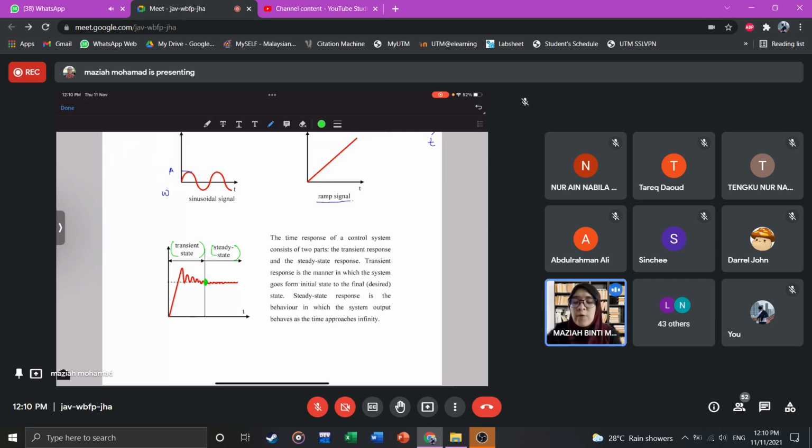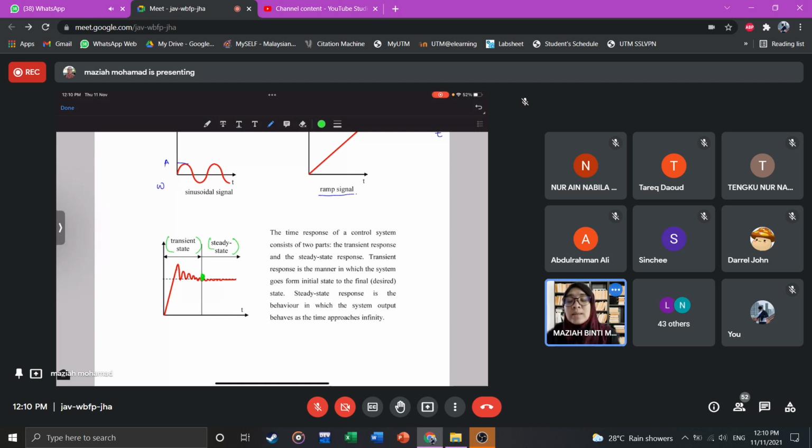Okay, so before that we have a transient state, and after it reaches steady state, we call that the steady state response. Transient is from the initial state to the final state, which is the one stable value. Once it reaches the stable value, the value will not change very much, maybe plus minus 1% or so. When reaching that condition, we call it a steady state.